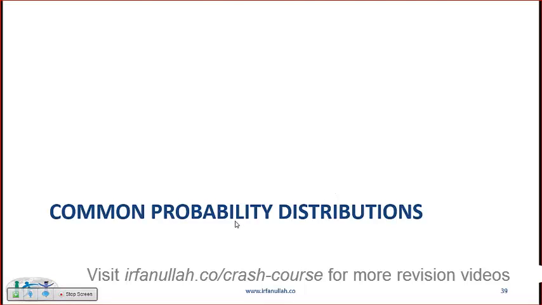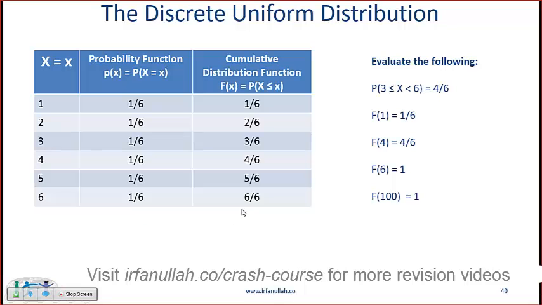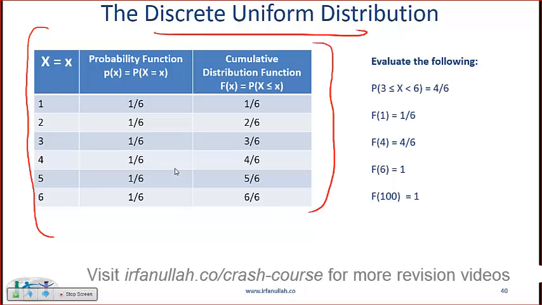Next, common probability distributions. The most basic is a discrete uniform distribution, and that is shown right here. So this is one discrete uniform distribution. So what does this mean? This means that for every value, the probability is equal.